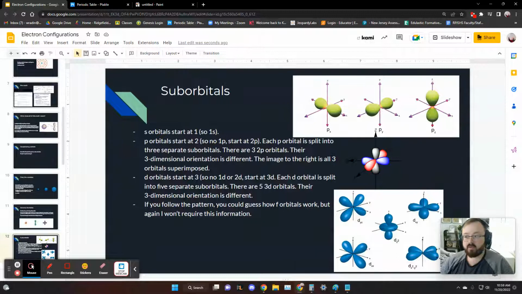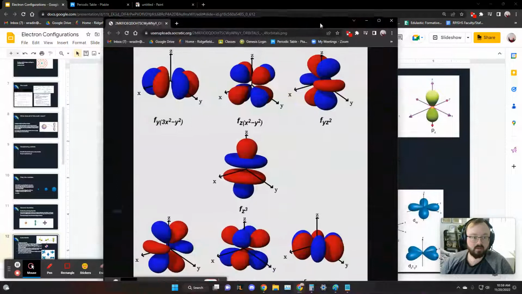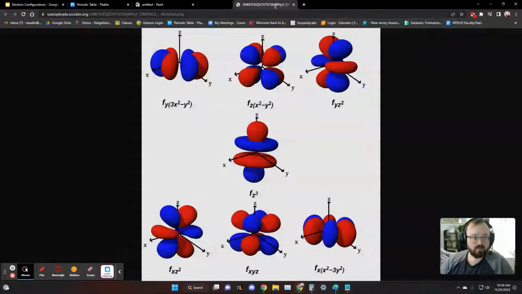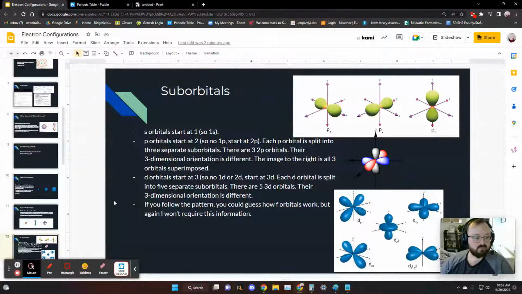And then if you are just curious about how the f orbitals work, the same pattern. Instead of starting at 3, they start at 4, and then there's a 4f, and there's 7 of them, and they have some wacky shapes here. They look like this. You start getting some really weird shapes here with some weird, f 3xy minus y squared. Yeah, that's some wacky math there, which is why we're not getting into them.